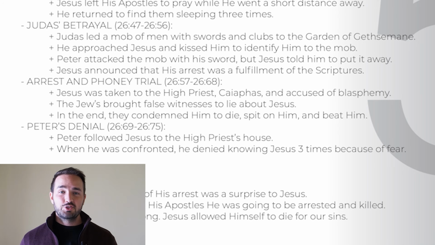Section number 6, this is a long chapter, verses 57 through 68. Jesus is arrested and he goes through this phony trial. Jesus was taken to the high priest Caiaphas, and he was accused of blasphemy, or mocking God. And the Jews had all these false witnesses whom they had lined up to testify against Jesus. In the end, they falsely accused him and condemned him to die. And they spit on him and beat him and kept him under arrest through the night.